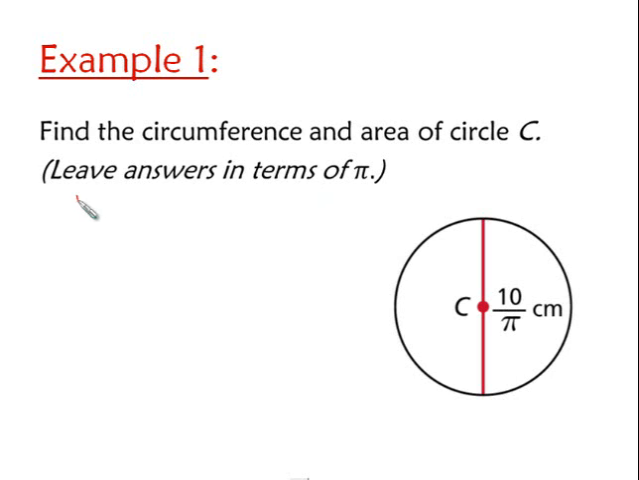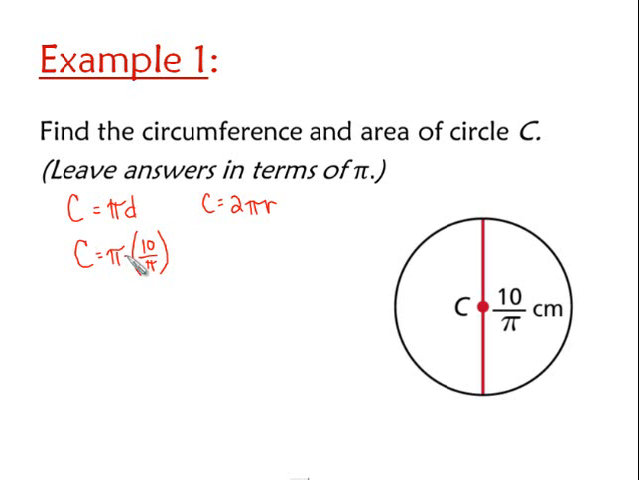Okay, so let's go ahead and first find the circumference. Now there are two equations for circumference. There is pi times your diameter, or there is 2 pi times your radius. Here they gave us a circle, and they told us that this whole length right here, the diameter all the way across the circle, is equal to 10 over pi. Since I know the diameter, I'm going to use this equation over here. So I'm trying to solve for the circumference, and I know the diameter is 10 over pi.